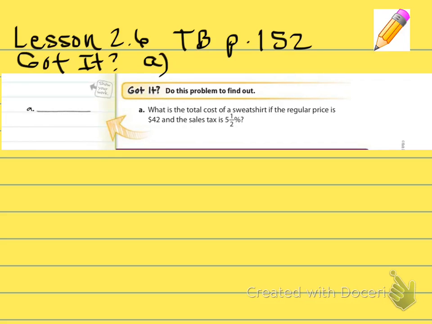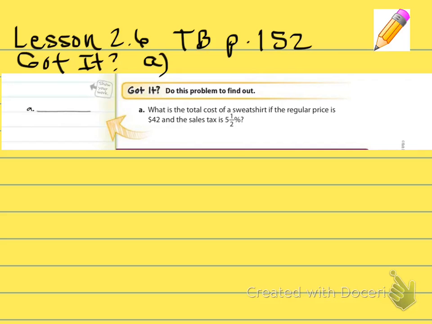All right, the got it, again, if you were in class, we went over this, so I will quickly go over the answers here. We're talking about lesson 2.6. We're on page 152, and this is the got it, part A. What's the total cost of a sweatshirt if the regular price is $42 and the sales tax is 5.5%?